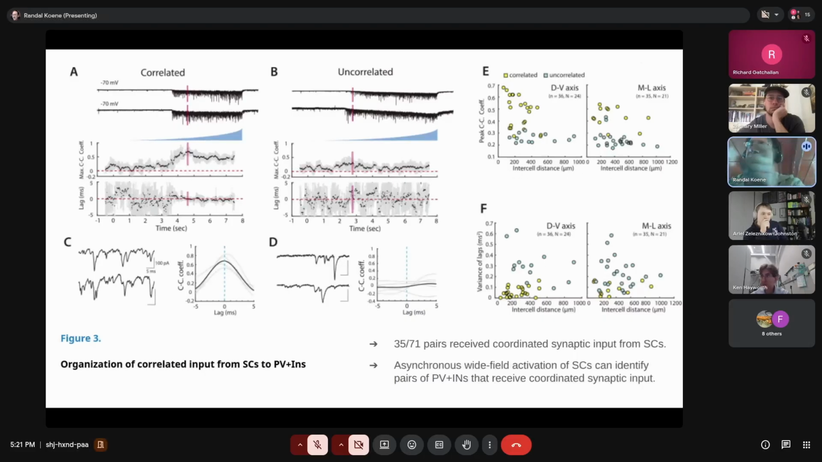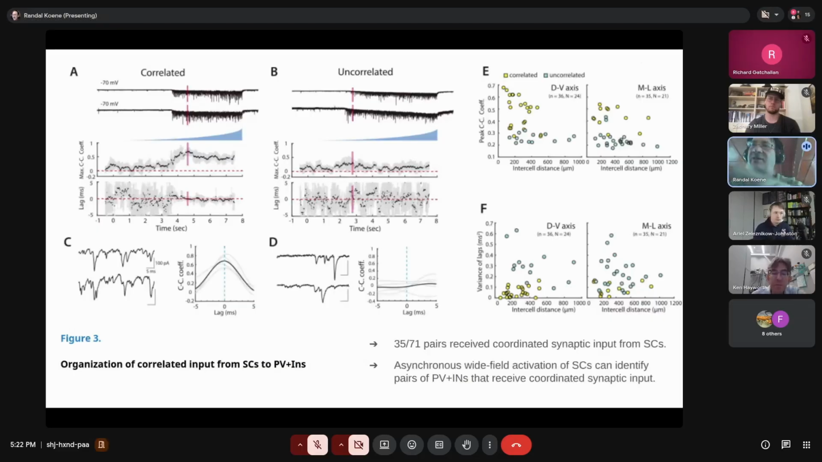So we see a difference. We see small separation of the interneurons and larger separation of interneurons. And then they're plotting out the peak cross correlation coefficient and the variance lag in F. And they're checking that for dorsoventral axis versus mediolateral axis. What we can see here is that when they're more correlated, they tend to have smaller distances between the cells. They found a result for 35 out of 71 recorded pairs that received coordinated synaptic input from stellate cells.